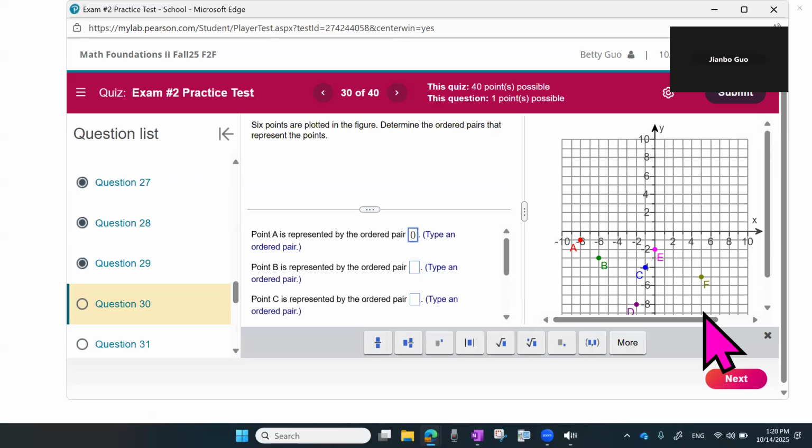This is not my favorite problem because the image is very small. Negative 8, comma, negative 1, in quadrant 3. Point B, it's right here, also in quadrant 3: negative 6, comma, negative 3. Make sure I didn't enter a point. It's supposed to be a comma.